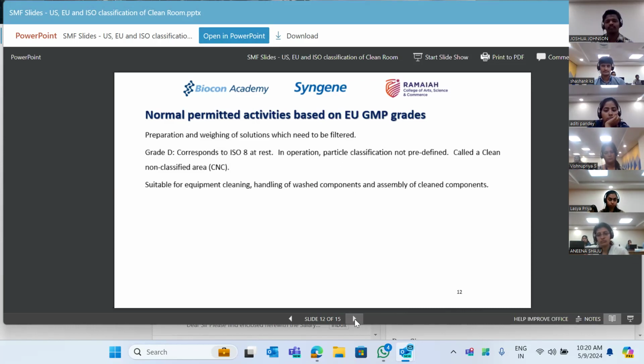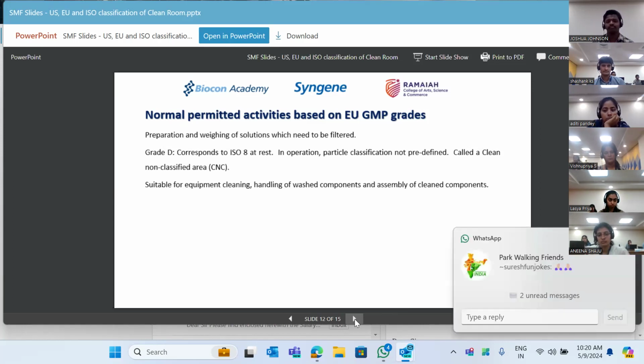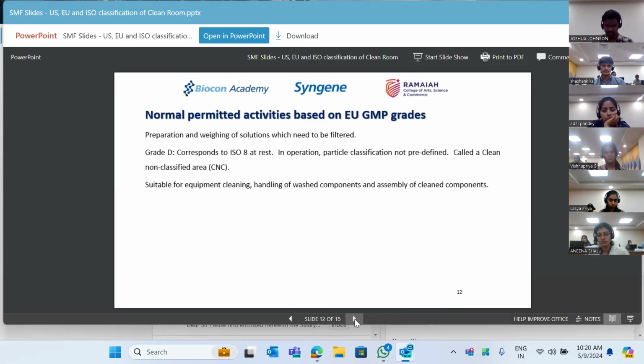Grade D always corresponds to ISO 8 at rest. In operation, particle classification is not predefined. Clean, controlled, unclassified, or clean, non-classified. These areas are called CNC areas.